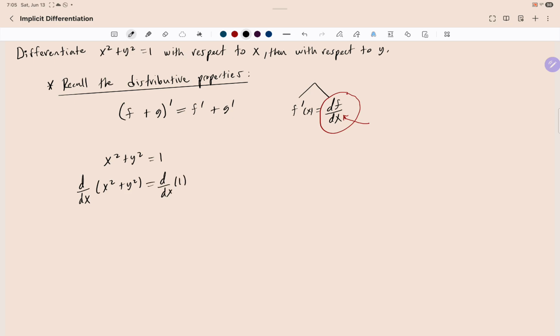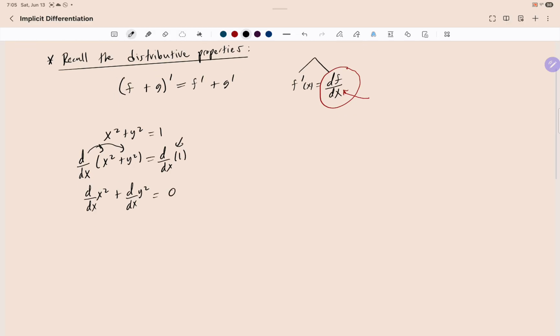And I'm going to work on it simultaneously. So here I'm going to distribute the derivative operator. So I get d over dx of x squared plus d over dx of y squared. And then on the right hand side, the derivative of a constant is just 0. So just make it 0 right off the bat.